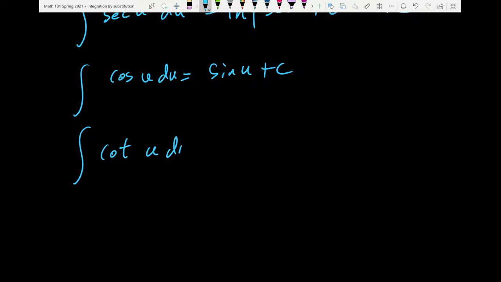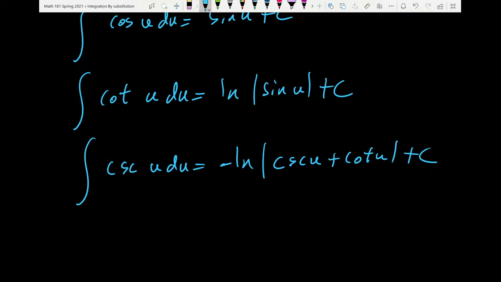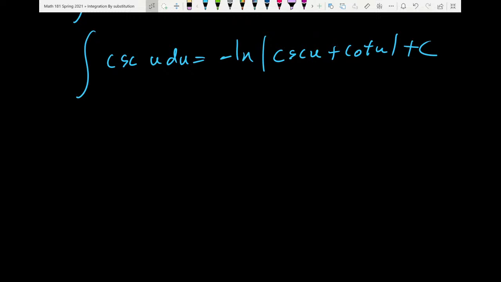Cotangent of u du is natural log of sine of u plus c. And then cosecant of u du is natural log of cosecant of u plus cotangent of u plus c. Now, I do not expect you to derive that, because that's what I expected you to do in Calculus 2. Just memorize it, and since it's open book, you could just save it in there.